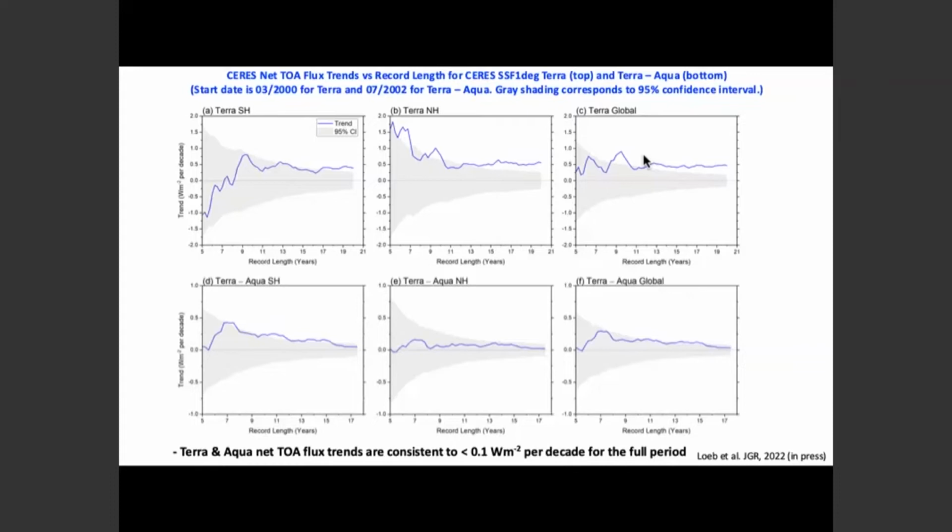So the bottom three show the difference in trend between Terra and Aqua, starting from July 2002 when Aqua launched, as a function of record length. And you could see that if you look at the full record, the Terra and Aqua net flux trends are consistent better than 1/10 of a watt per square meter per decade, which we never would have dreamed of when we launched these. So it's quite pretty good agreement. And we've also compared CERES EBAF with Argo in situ, and they're also extremely consistent. So this large increase in Earth's energy imbalance that I showed in the previous slide, I think is a really robust result.